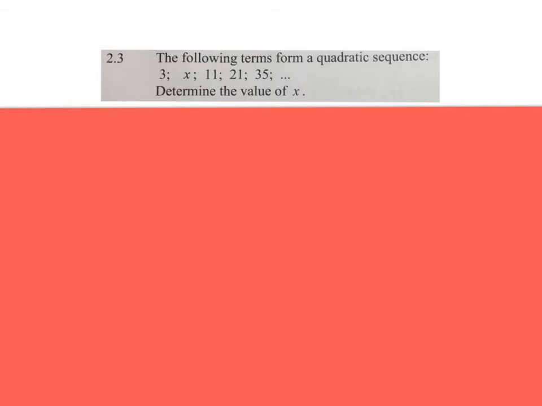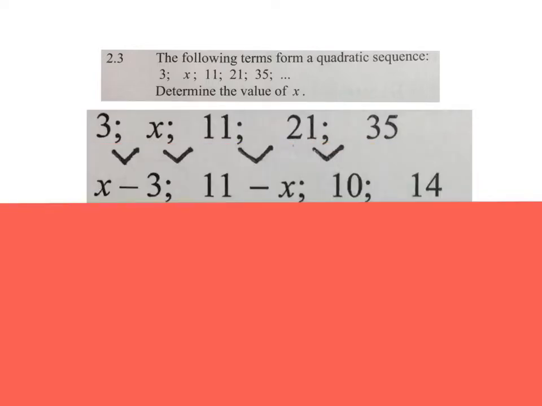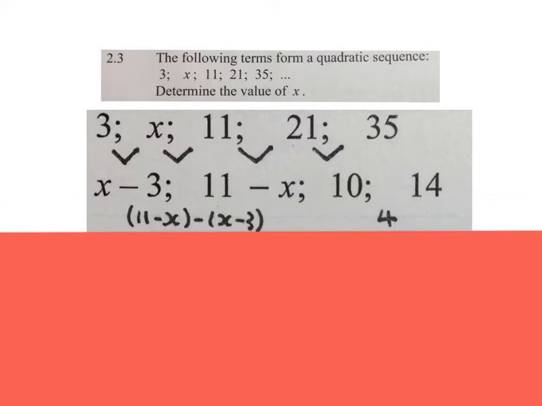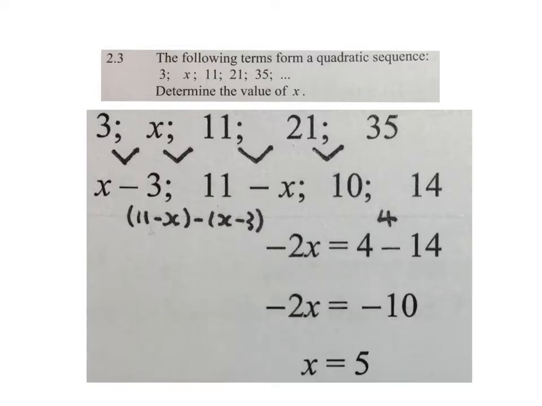Third question reads 2.3. The following terms form a quadratic sequence: 3x, 11, 21, 35. Determine the value of x. We write down the terms. Work out the first difference between all the terms. Work out the second difference there, and equate their answers. Simplify that equation and get the value of x.